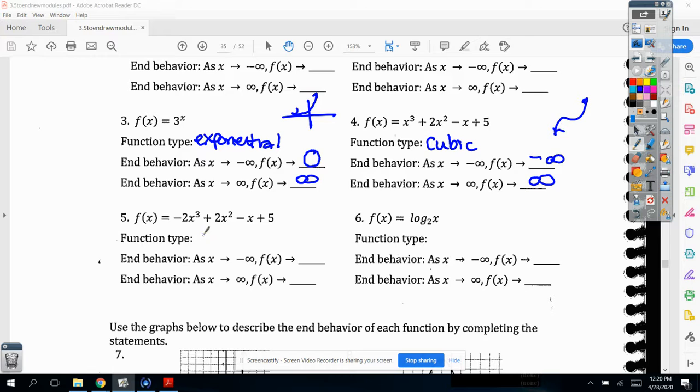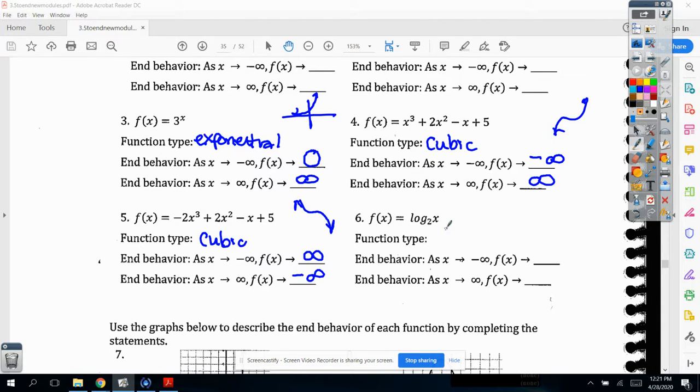Okay, this guy is also a cubic, but it has a major difference. This leading coefficient is negative, which flips this bad boy upside down. So now as x goes to negative infinity, this graph is going to positive infinity. And as x is going down to the right, it is going to negative infinity.